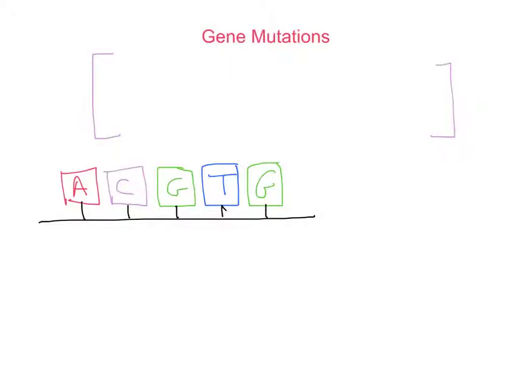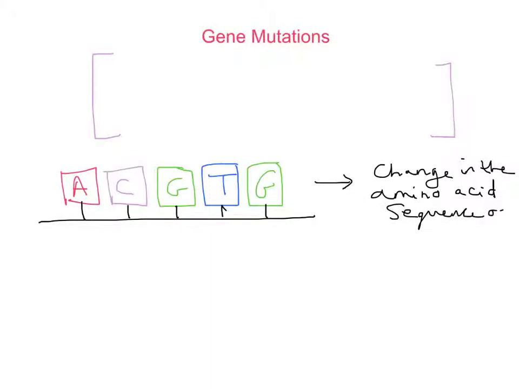Now that may result in a change in the amino acid sequence of the polypeptide that we make when we transcribe and translate that gene. So that's really key to note. Any of these mutations can ultimately lead to a change in the amino acid sequence of the polypeptide that results, and that's really key to note.